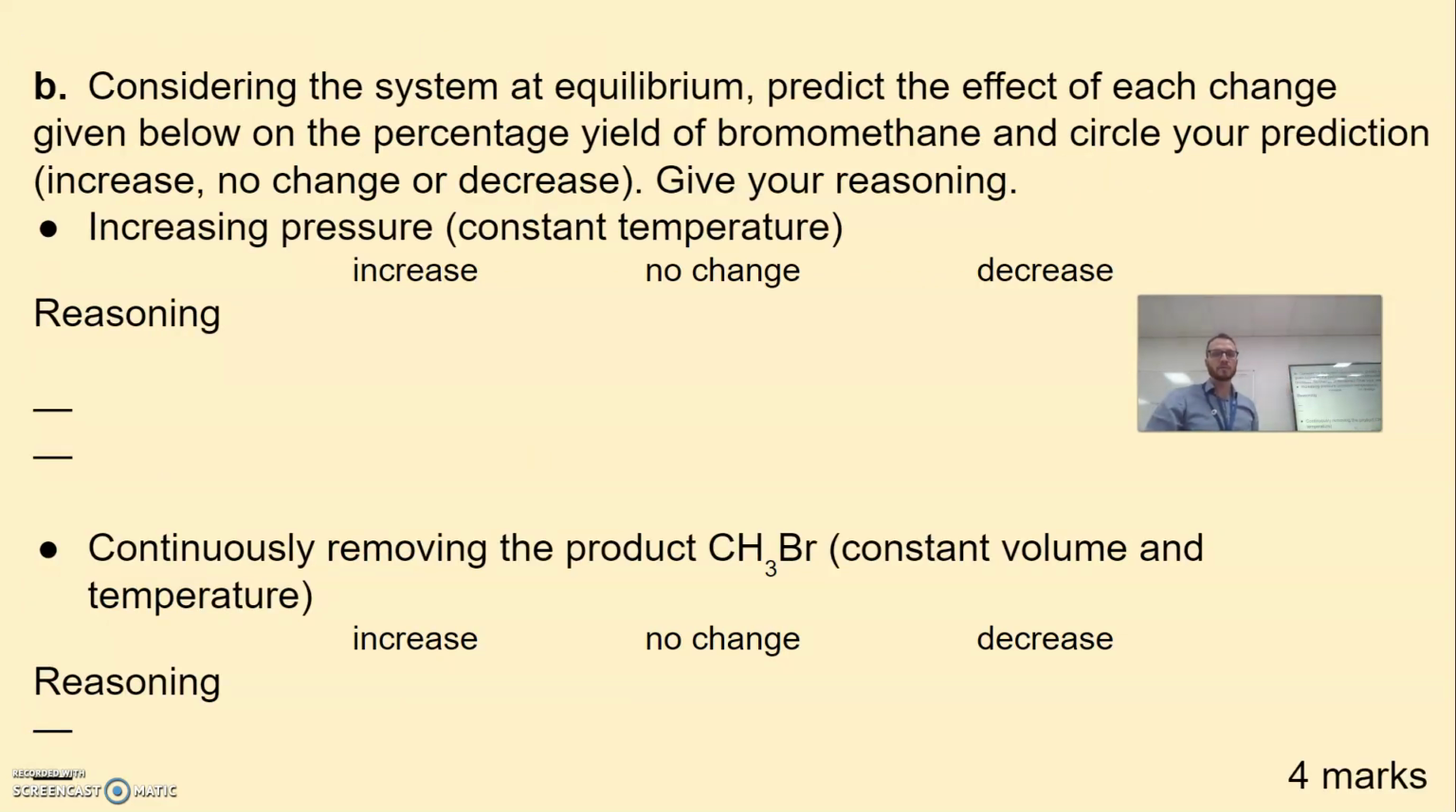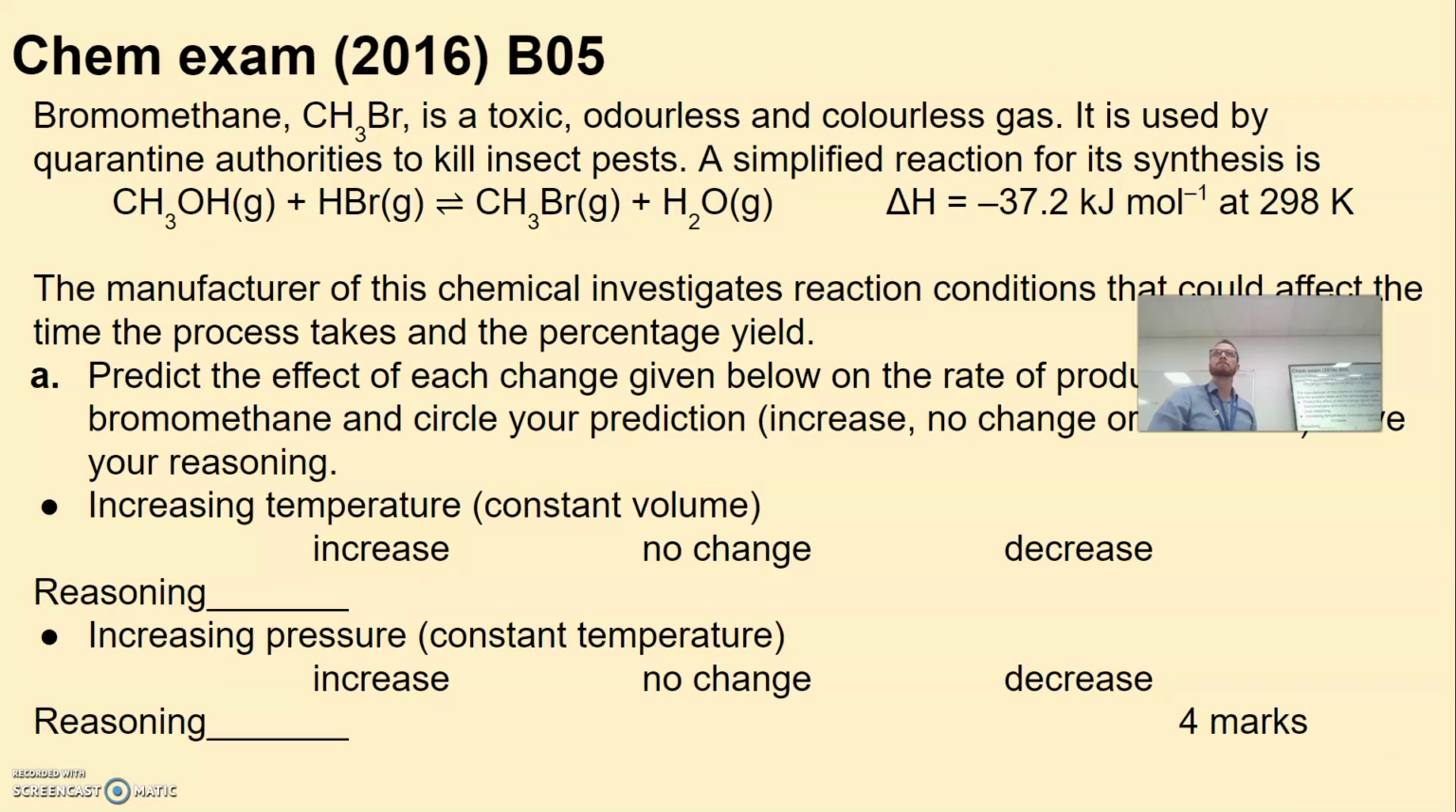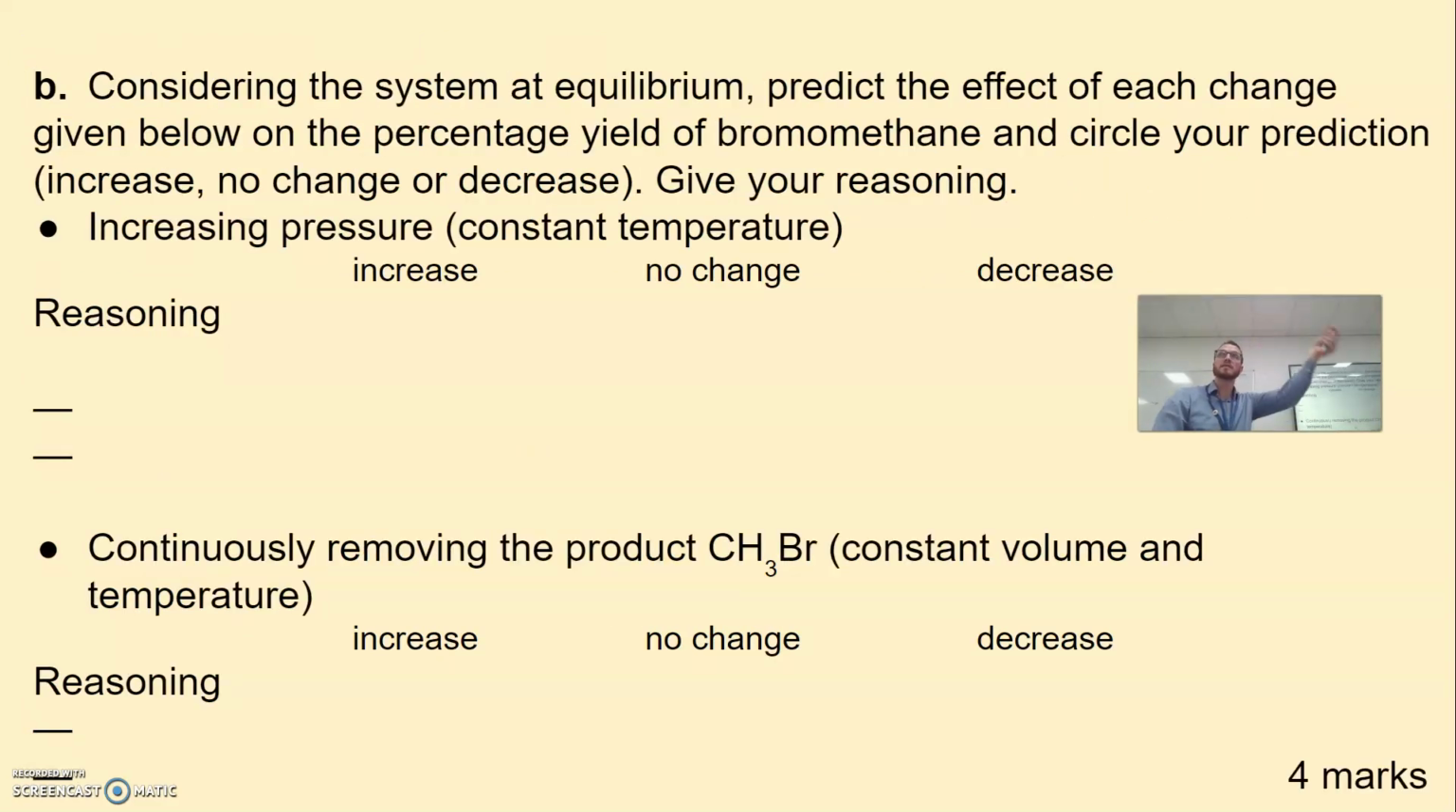Cool. Continuously removing the product CH3Br at constant volume and temperature. Drive forward the reaction, so therefore increase the yield. Yeah, why? Well, we're removing product. What effect does that have on QC? Let's talk about that. Right, QC becomes, we're reducing the concentration of CH3Br, right? Decreases the value of QC, net forward reaction.